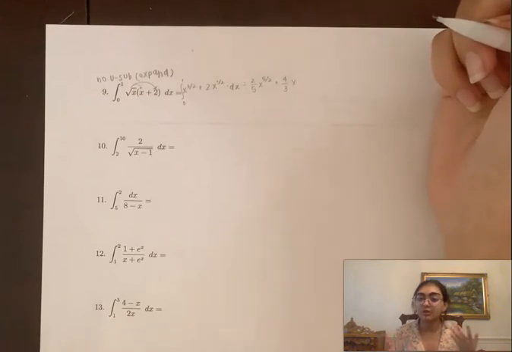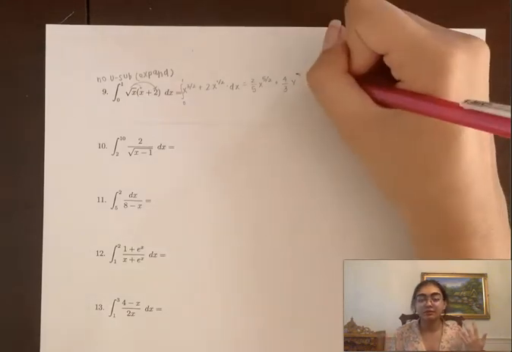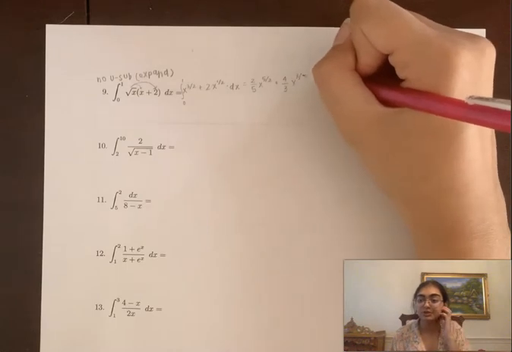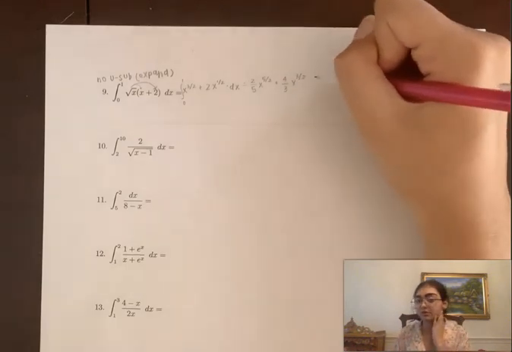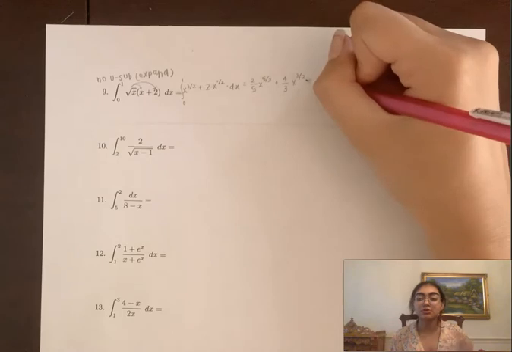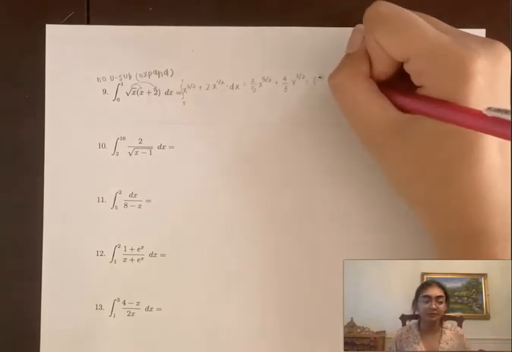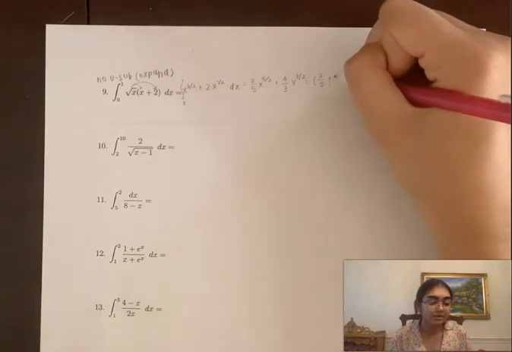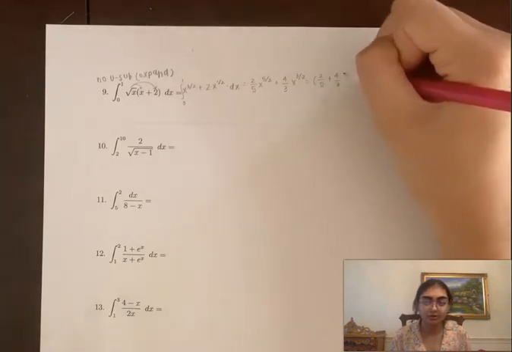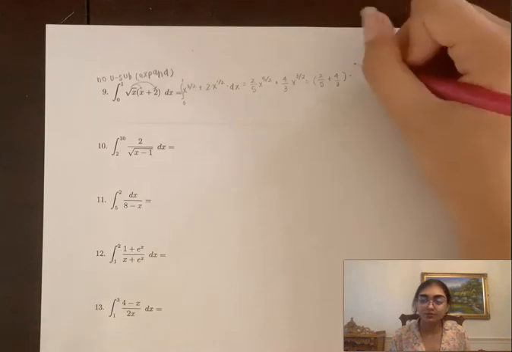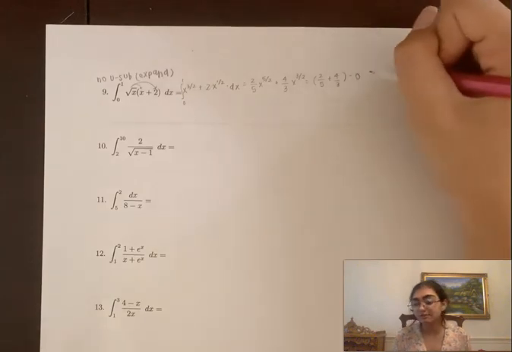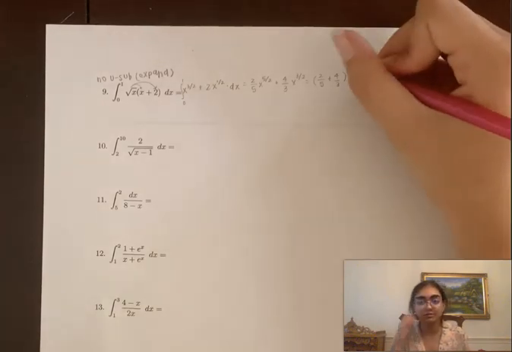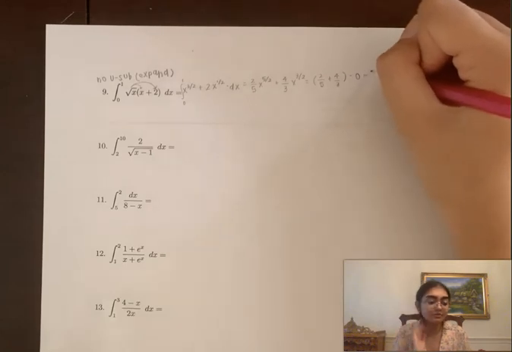The reason that's 4/3 and not 2/3 is because we originally had a 2 in front of our x to the 1/2. So 2 times 2 over 3 is 4 over 3. Then we're just going to go ahead and plug in our two values because this is still a definite integral. So we still do have to plug in values to get our answer.